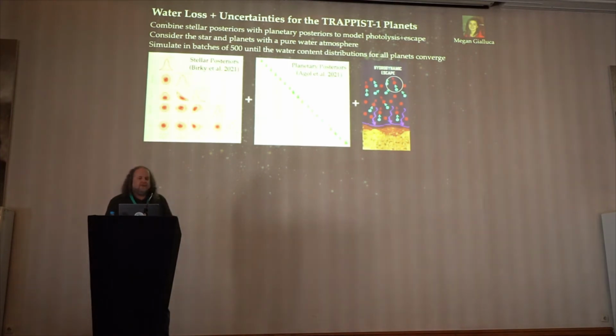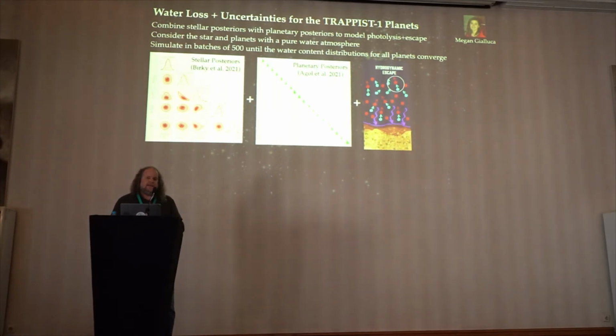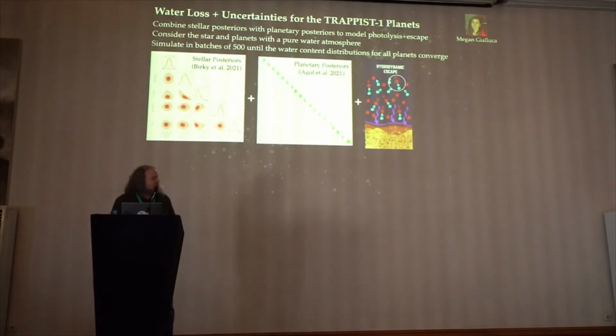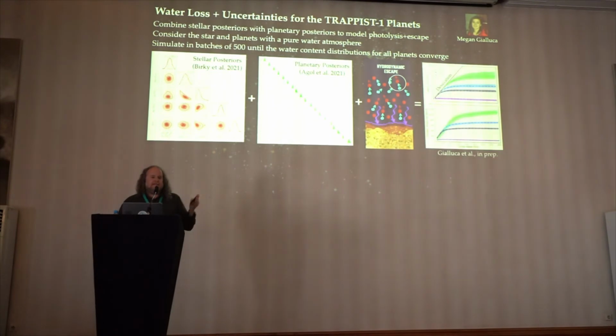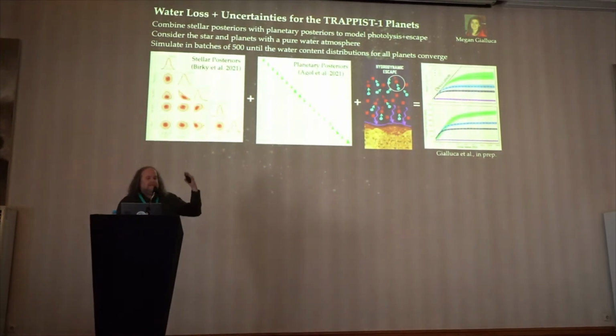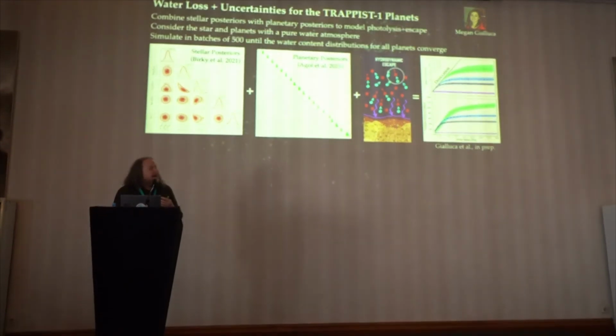So in picture form, this is what I'm talking about, where the figure on the left is the posteriors for the star. The one in the middle there is those for the planets, this incredible corner plot from Eric Egel et al. And then we add in the atmospheric escape model. And what we see is a plot that looks something like this, where the top panel here, I hope you can read it, the top panel is the water lost as a function of initial water content.